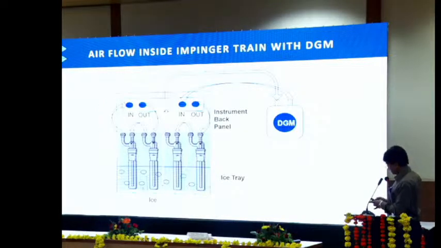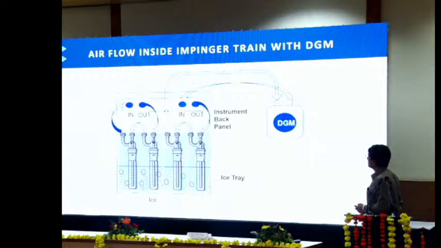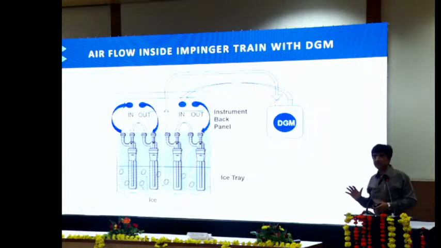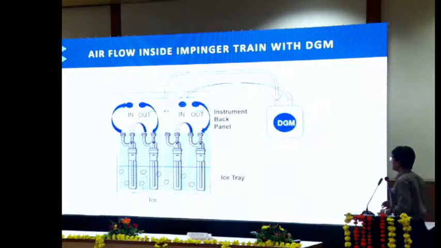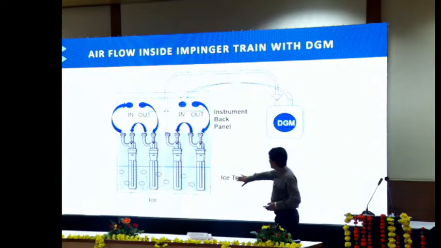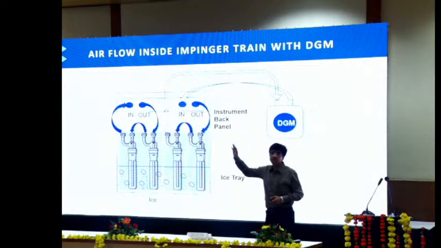Now at the back end, we have a sampling tray which is an ice tray. Why is it called an ice tray? Because we are supposed to put ice in this particular tray. Why ice? Anybody?